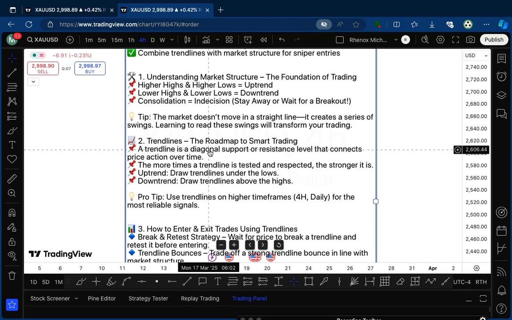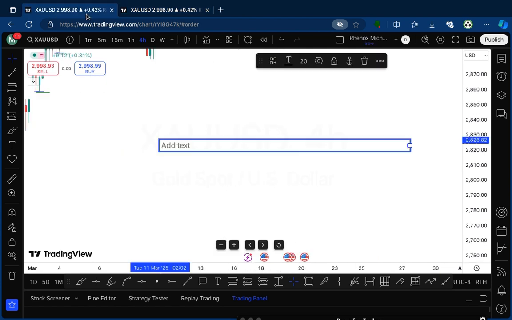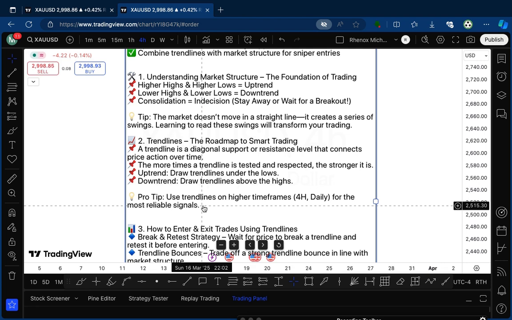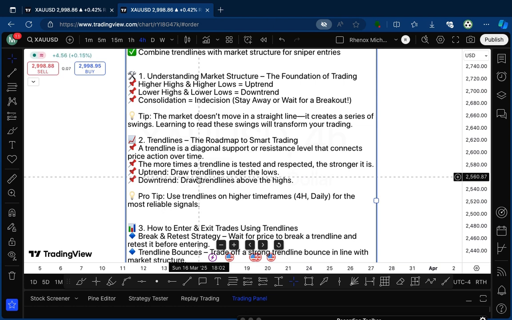How do you get to understand trend lines as a roadmap to smart trading? Now, the first thing you do is find your support and resistance to get a wonderful trend line spotted out. Then, the more times a trend line is tested and respected, the stronger it is. That is, each time price comes to a particular trend line and respects it, it is said to be a strong price level.